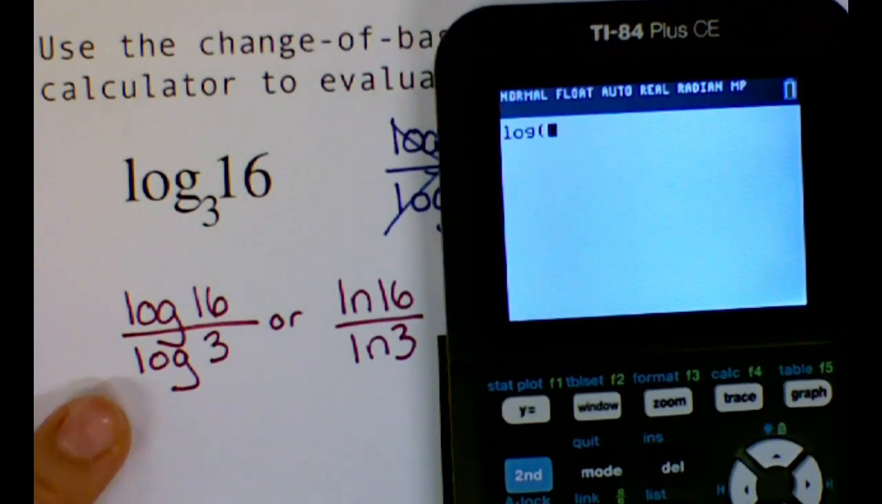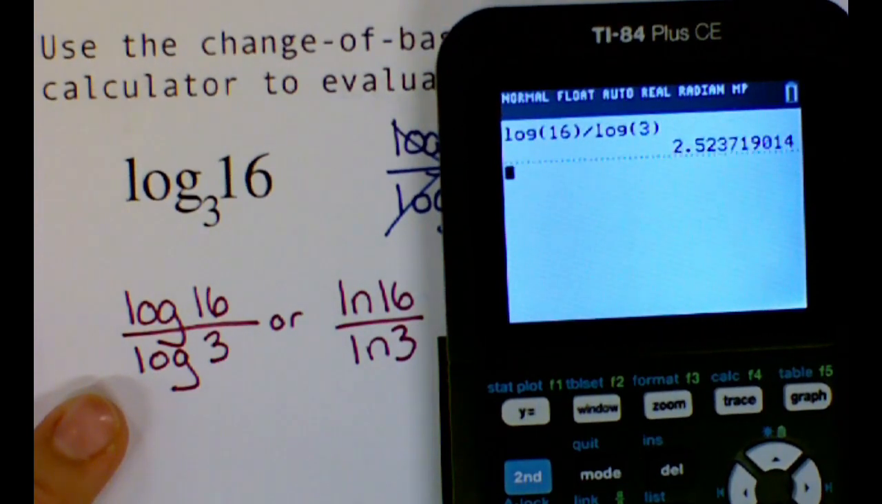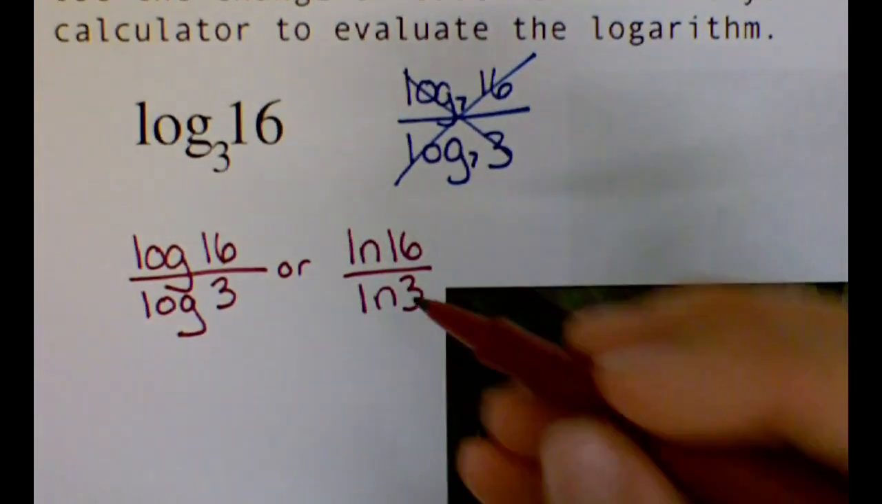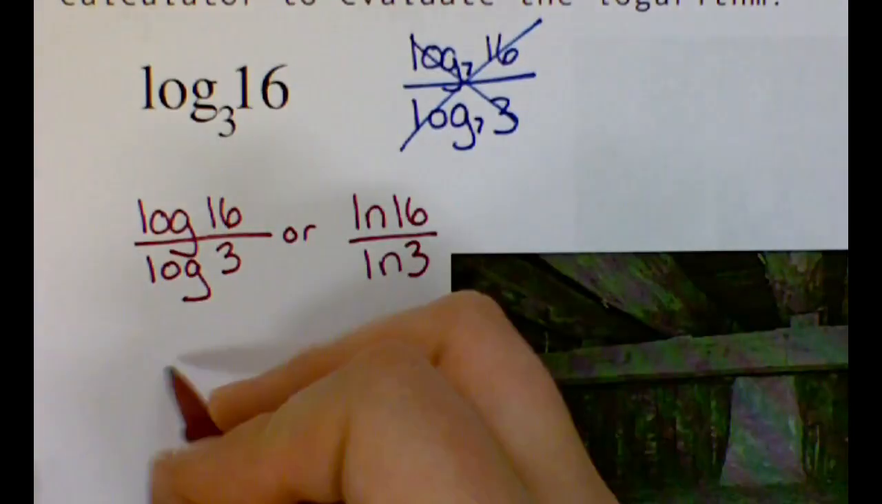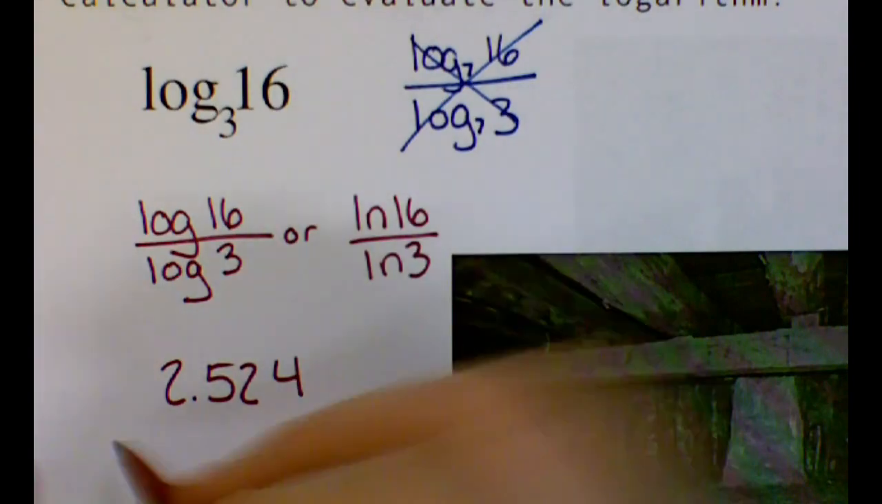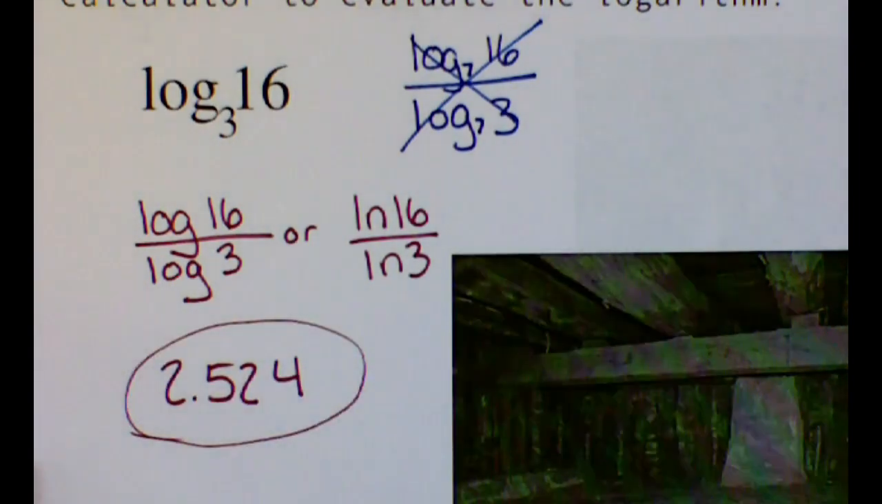So log of 16 divided by log of 3. Make sure you close those parentheses, otherwise you won't get the right answer. We get 2.523719, blah, blah, blah. Now let's try with a natural log. Natural log of 16 divided by natural log of 3. Oh, look, we get the exact same answer. Doesn't matter which one you choose, pick one and go with it. I personally usually use log base 10. So our answer is 2.524. We're always going to go to the nearest thousandth place, that's 3 spots, and round it there.